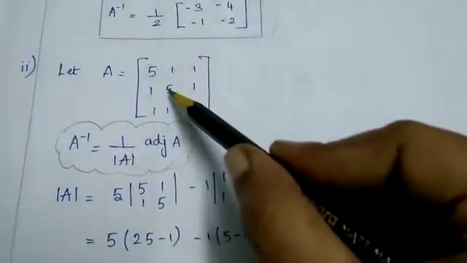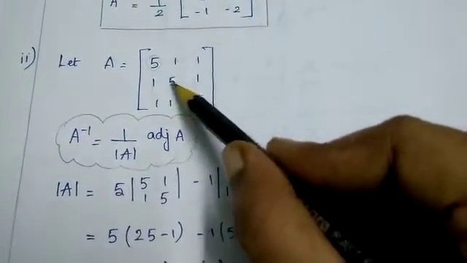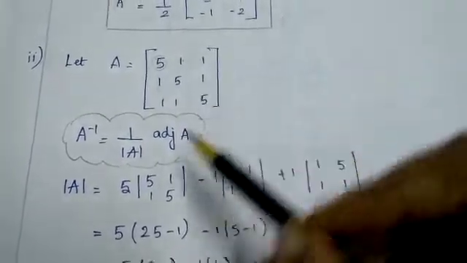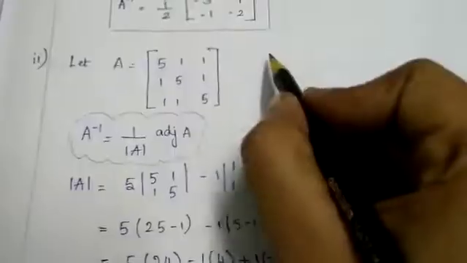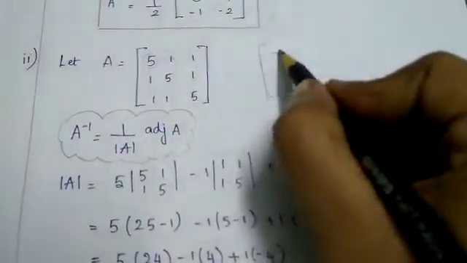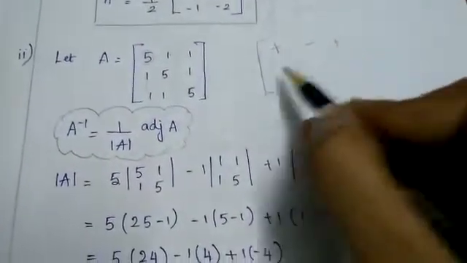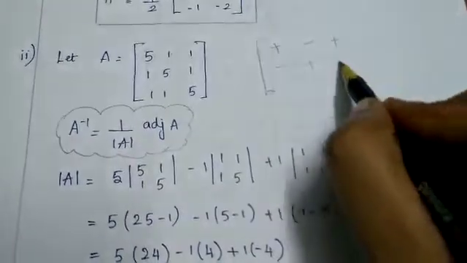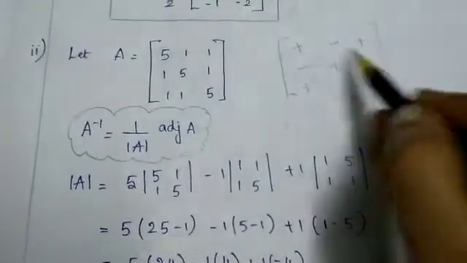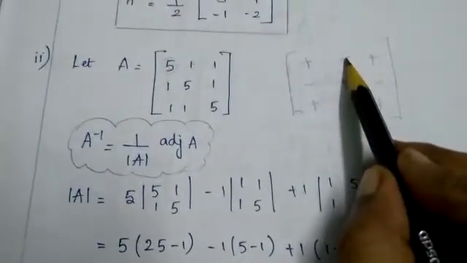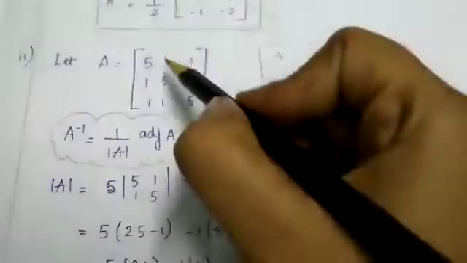So what values do we have remaining? 5, 1, 1 and 5, which I have written in the determinant. See, 5, 1, 1, 5. So what is the symbol? Plus, minus, plus, minus, plus, minus, plus, minus, plus. I'm going to use these symbols. My next symbol is minus. So minus, what is my next number?